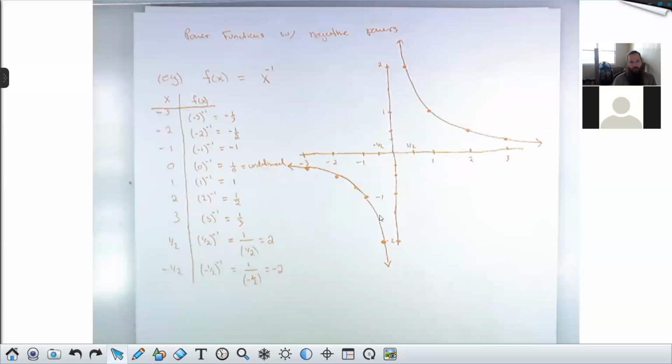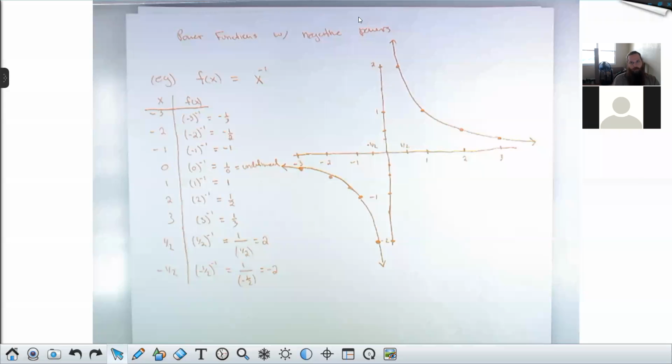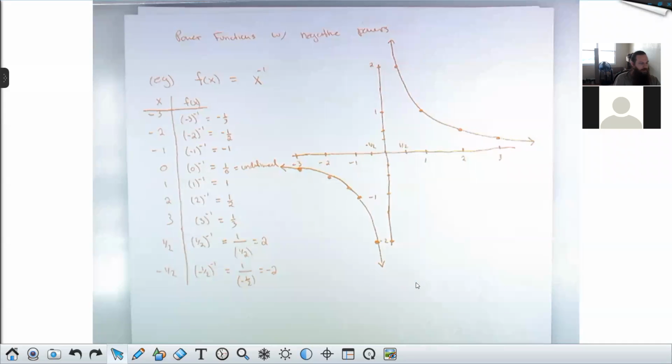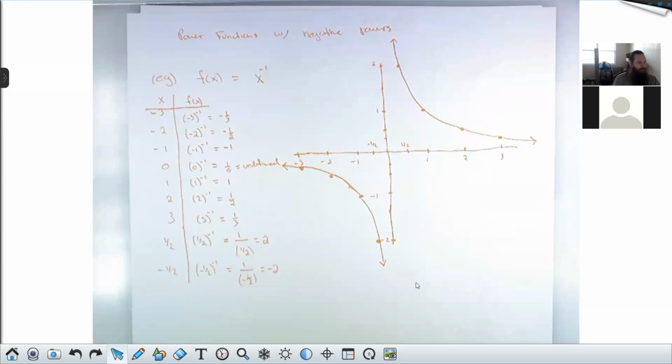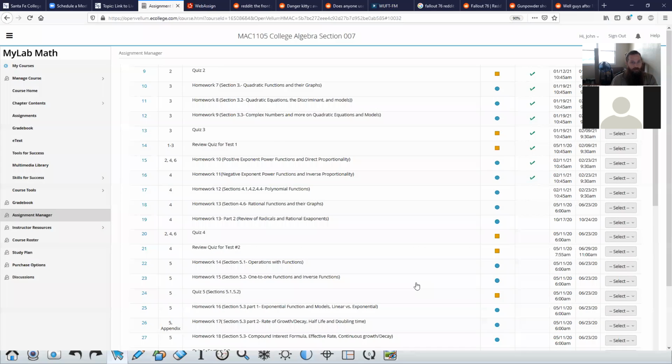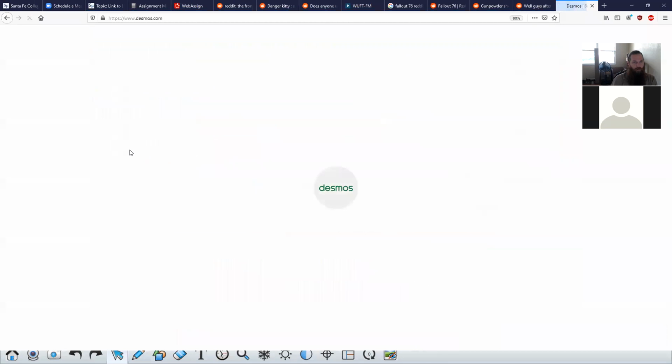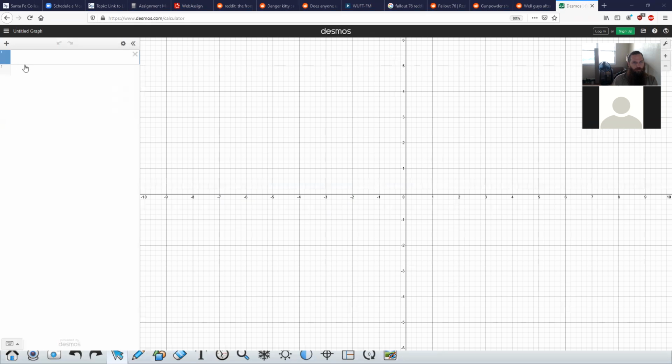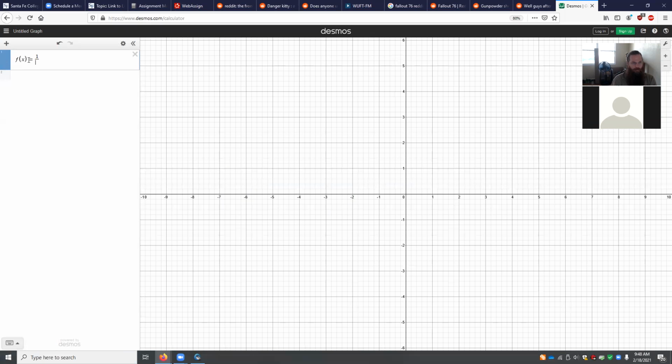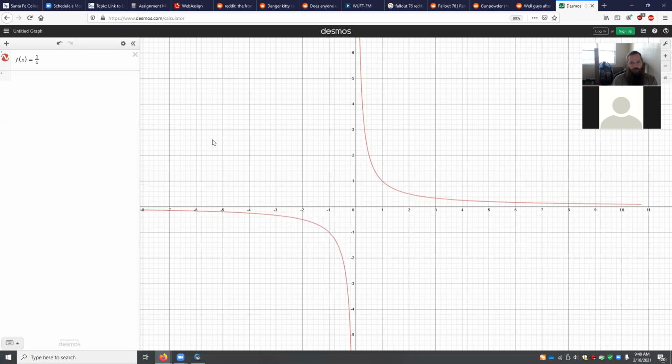Anybody ever seen a graph like this before, where it sort of settles down on something as you walk way, way out to the right? Or it sort of blows up at some point in the middle here? They're called asymptotes. So what we're seeing by graphing these very carefully is that the function 1 over x has asymptotes.